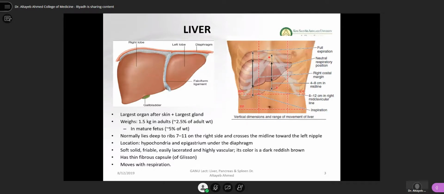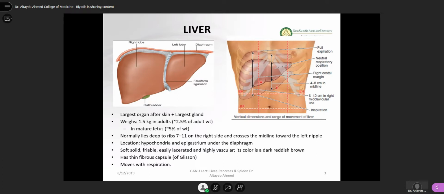Normally, it is located between rib number 7 and rib number 11, usually on the right side, and it crosses the midline toward the left nipple. So this is very important for you because this is where you do percussion to see if there is a normal liver span or a reduction in the liver, which is common in cirrhosis. Okay, as you can see, it is located in the right hypochondrium and epigastric region, and it extends close to the left nipple in the left hypochondrium.